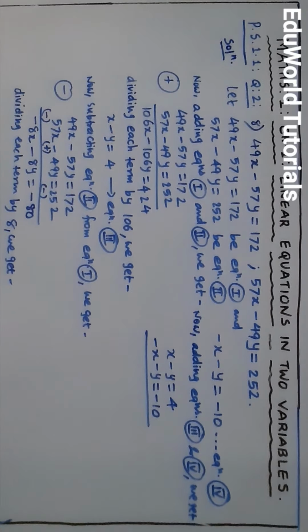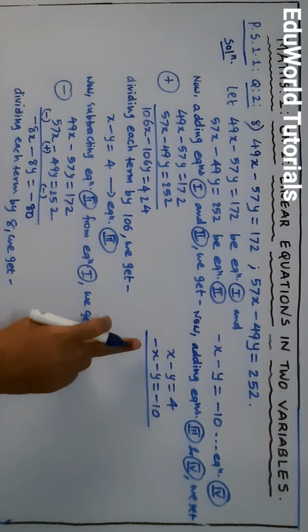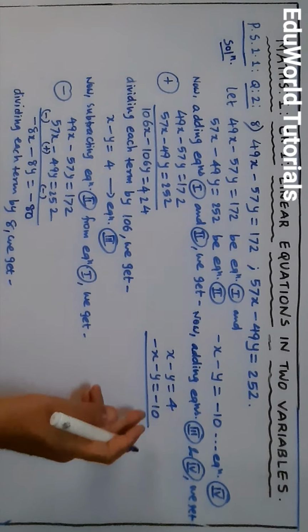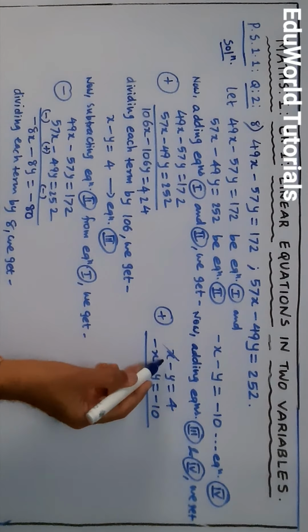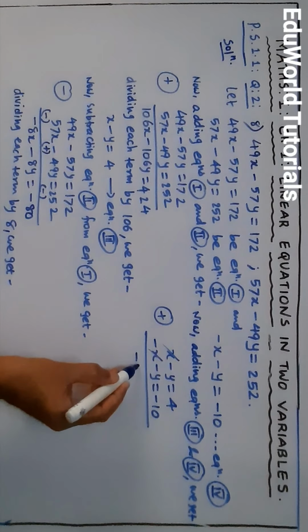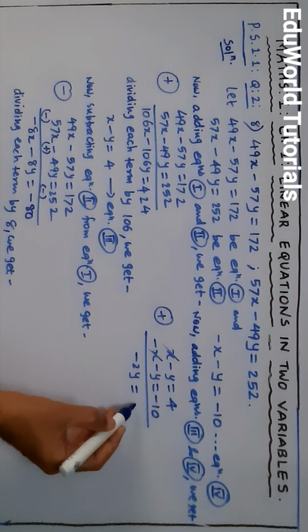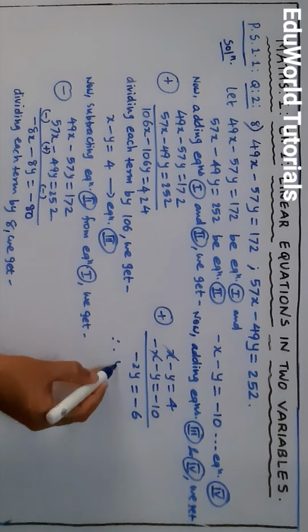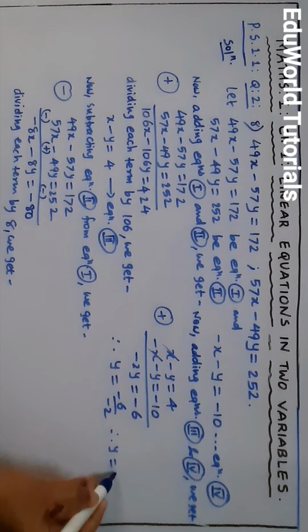So we write equations. x minus y equal to 4 is the third equation, minus x minus y equal to minus 10 is the fourth equation. We are adding these equations. x and minus x, being opposite terms, get cancelled. Negative y when they are added becomes negative 2y. 4 plus minus 10 will give you minus 6. So we get the value of y equal to minus 6 upon minus 2. Therefore y will be equal to 3.